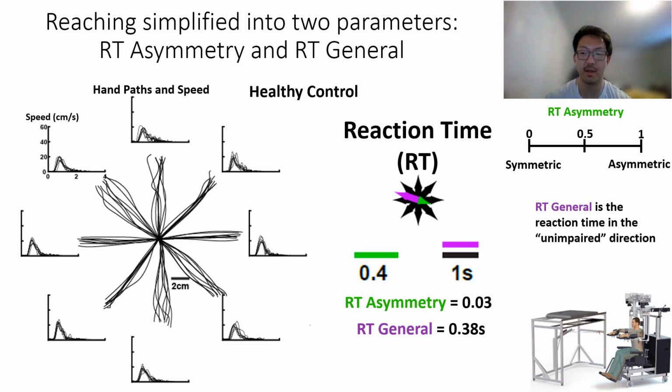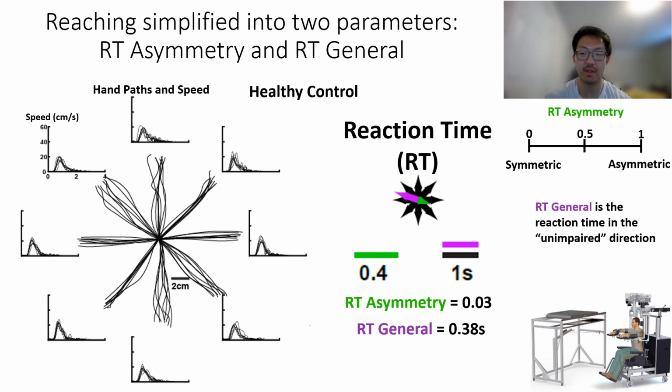Asymmetry is quantified by the reaction time asymmetry parameter, visualized as the green arrow. This value ranges from 0 to 1, with higher values indicating more asymmetric movement, and the angle of the green arrow representing the direction of asymmetry. Next, we quantified general impairment with the reaction time general, visualized as the purple arrow, which identifies the performance in the unimpaired direction.